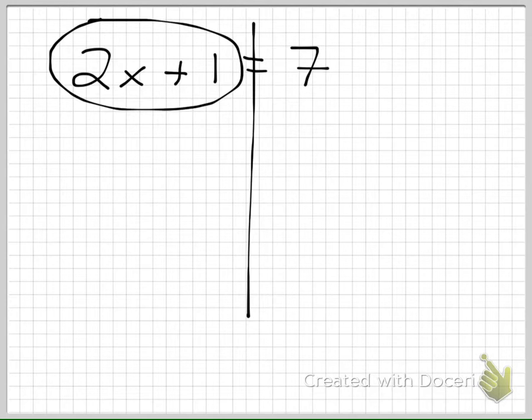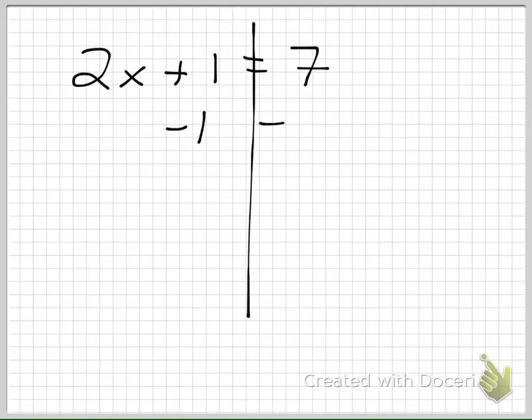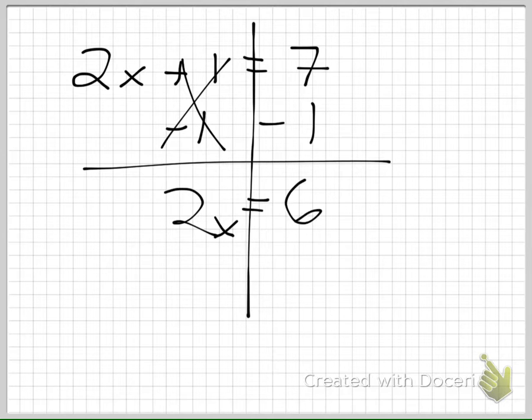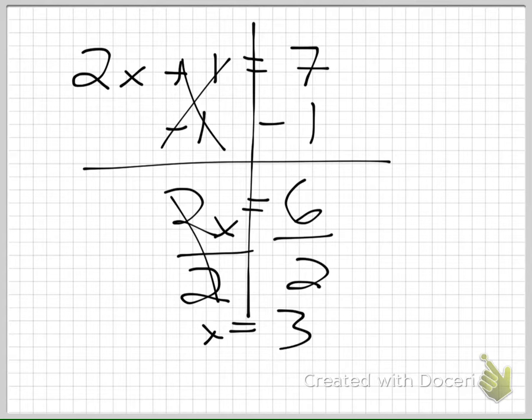We're going to do adding and subtracting first. That's why we take care of that plus 1. How do I get rid of the plus 1? Minus 1, minus 1. 2x equals 6. Now we go to, you know this, divide by 2, x equals 3. That's the simplest one possible.